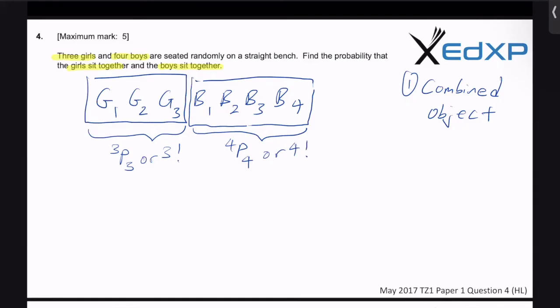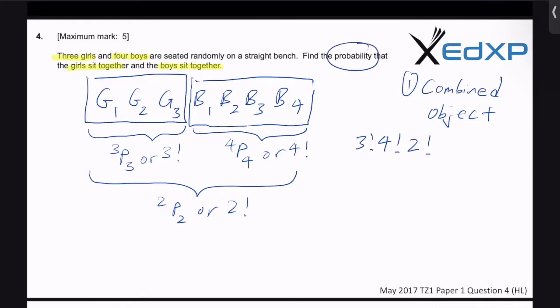Okay, and since they are seated on a straight bench, there are 2 ways to arrange the girls and the boys, either the girls and the boys or the boys then the girls. Okay, so this will be 2P2 or 2 factorial. Okay, and using the multiplication principle, we multiply them together, 3 factorial times 4 factorial times 2 factorial. Okay, but we want to find the probability. Always remember that probability is between 0 and 1. Okay, so what we need to do is to divide it by the total number of possible arrangements.